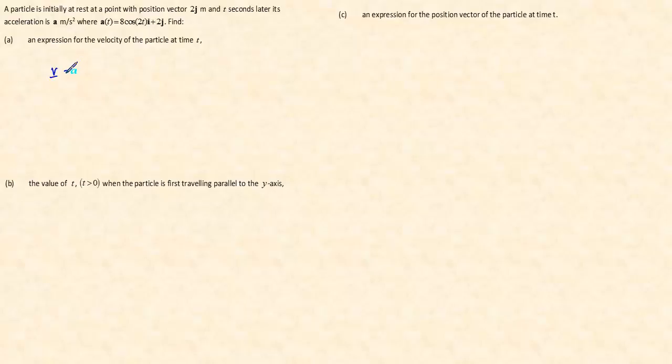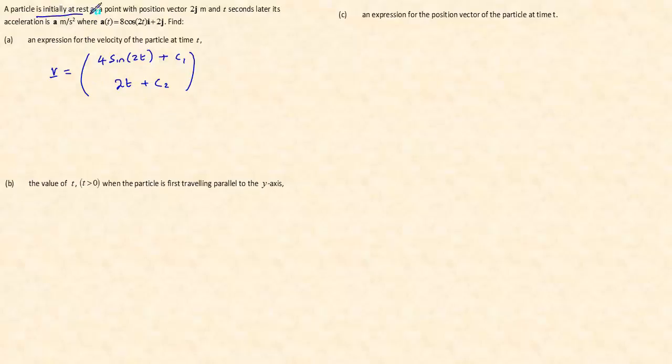So to get the velocity, we know that we have to integrate the acceleration. Cos would integrate to sine. We need to use the chain rule. Remember, we're integrating here, so we'll divide by the 2. So that would give us 4 sine 2t plus a constant. And then here we'll get 2t plus another constant.